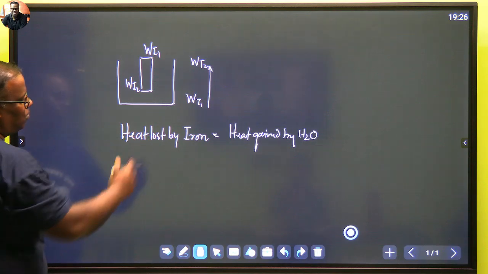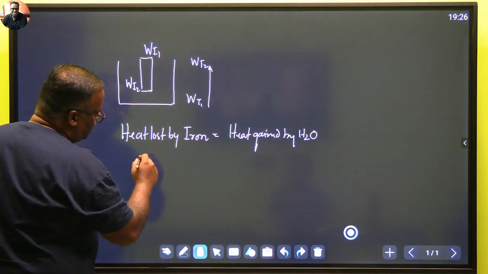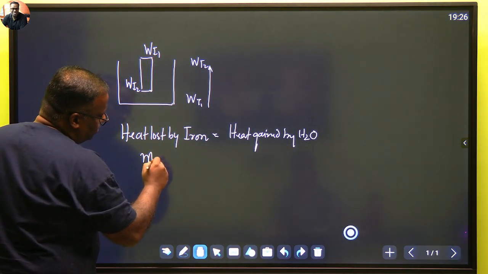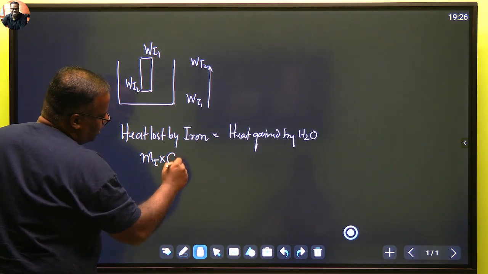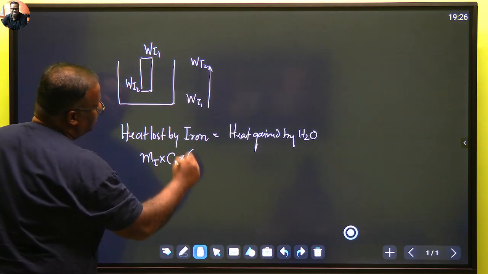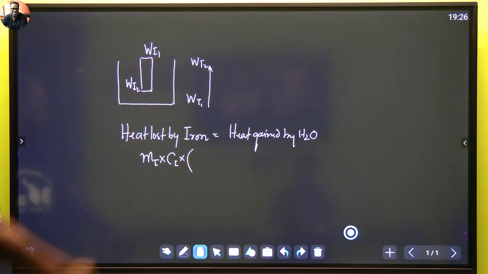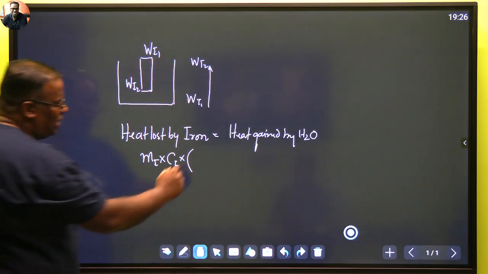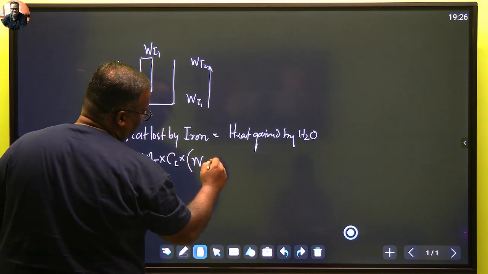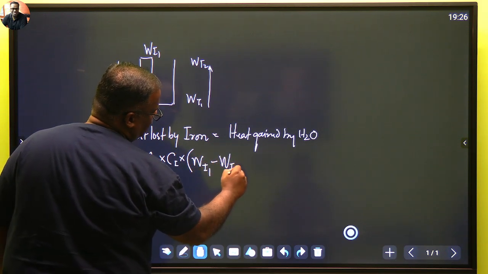So let's see this formula. So what is the heat lost by iron? The mass of iron multiplied by the specific heat of iron into the temperature difference of iron. Now what is the temperature difference of iron? The higher temperature is WI1. Remember, if we get a problem like this, WI1 minus WI2. Have you understood?